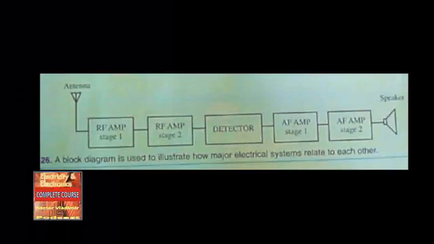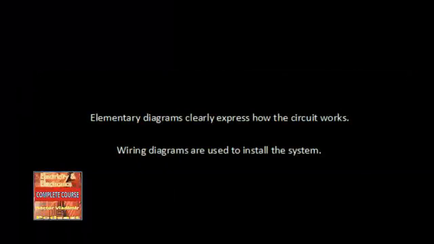Name 3 typical electrical drawings and the use of each. A block diagram shows flow, how the system operates overall. The elementary wiring drawing clearly expresses how the system works. And the wiring diagram is an aid to install or troubleshoot the system.